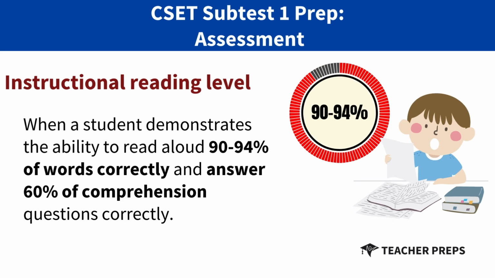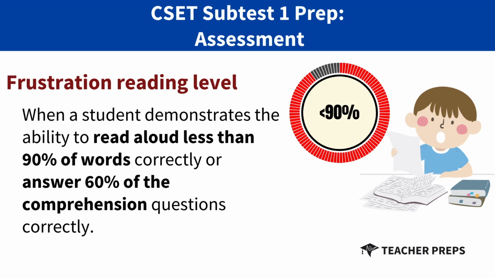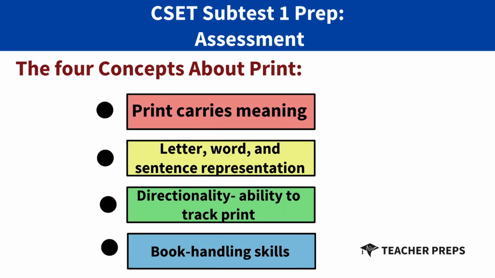Now we're moving on to the instructional reading level, and this is found when the student demonstrates the ability to read aloud 90 to 94% of the words correctly and answer 60% of the comprehension checking questions correctly. And then we have the frustration reading level, and this is found when a student demonstrates the ability to read aloud less than 90% of the words correctly and answer 60% of the comprehension questions correctly.